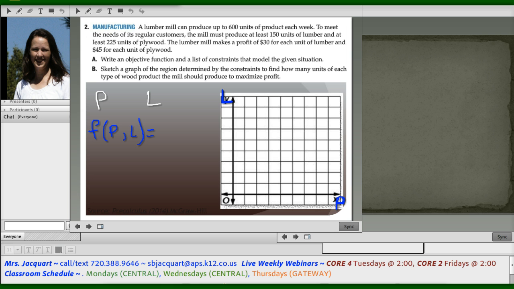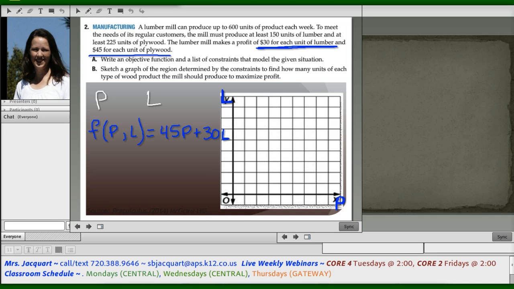And this part is going to go off of the first statement. Can produce up to 600. Oh, no, it's not. I lied. Back up. This one is coming off of $30 for each unit of lumber and then $45 for each plywood. I'm going to write the 45 first: 45 plywood plus 30 lumber.